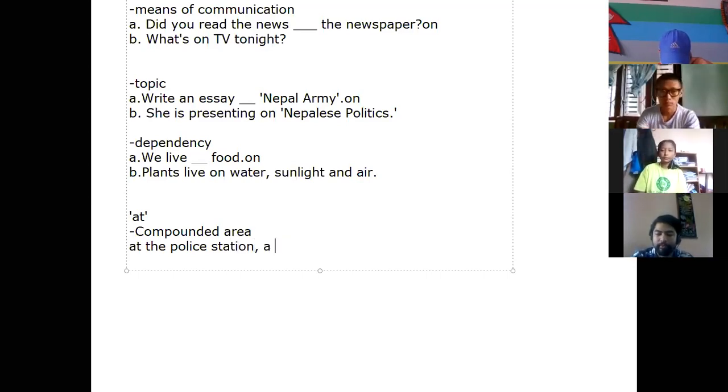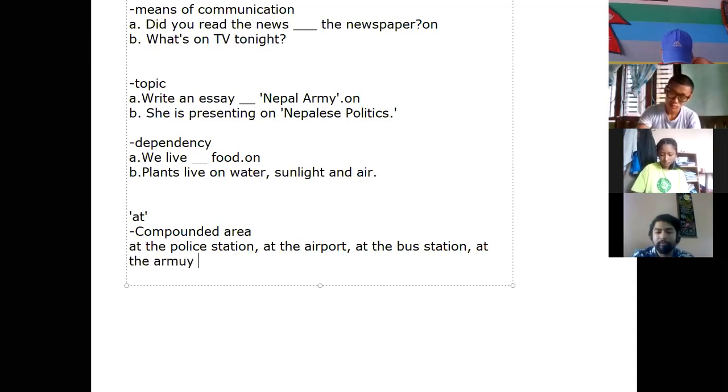At the airport. Airport compound, right? So strict, you know it. At the bus station, bus stop. At the police station, at the bus station, at the army station, no? No, at the army barrack. Similarly, at the office, a place where you work. At school, at a school. At work, the place where you work. At college.